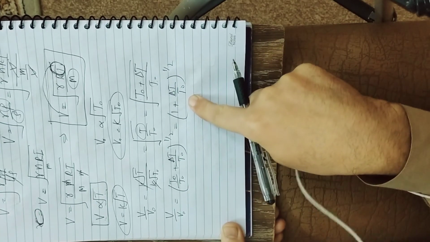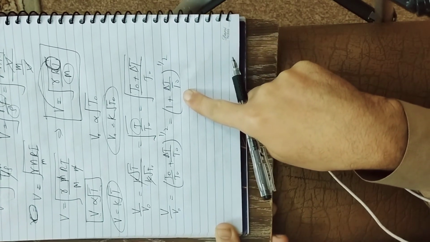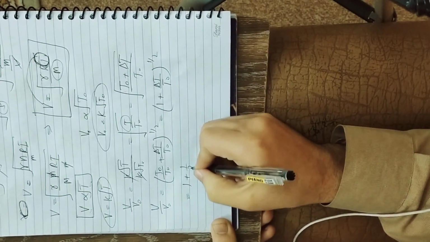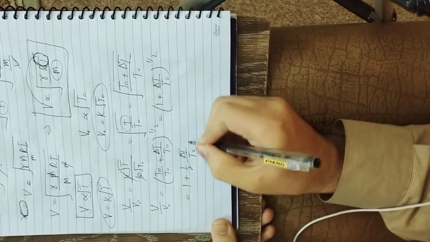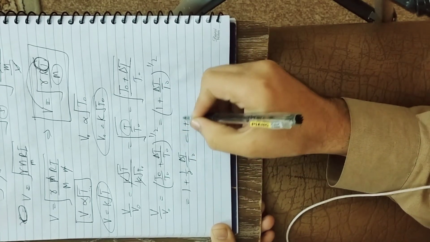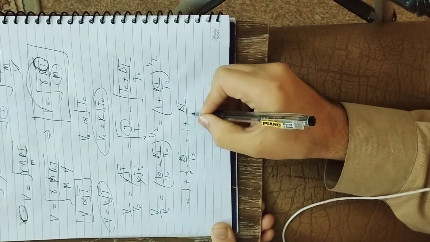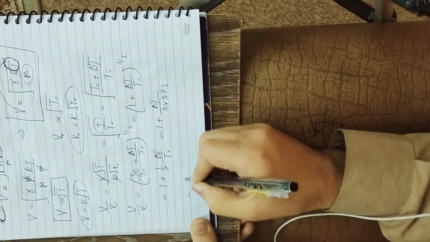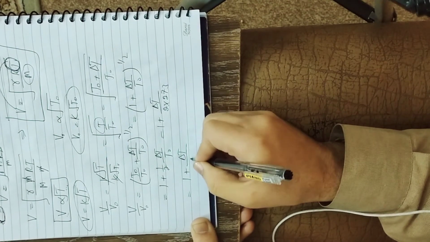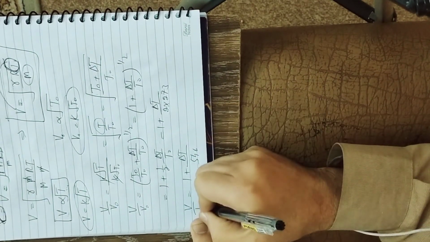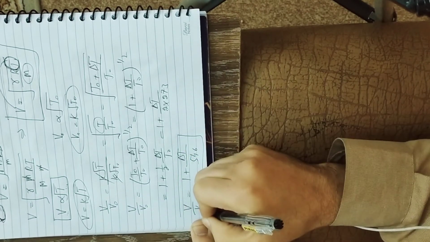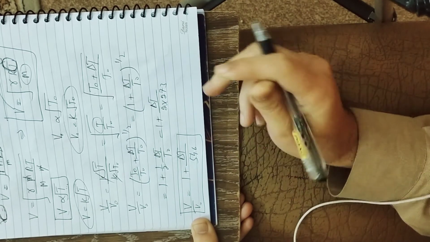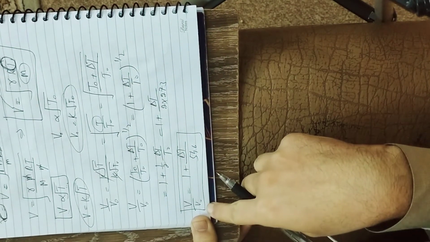So this becomes a binomial expansion. What is the formula for the binomial expansion? The formula is 1 plus the power multiplied by the second term. The value of T naught is 273 Kelvin. So putting the value of T naught over here, 2 times 273 will be 546. Yes, V by V naught is equal to 1 plus delta T divided by 546.